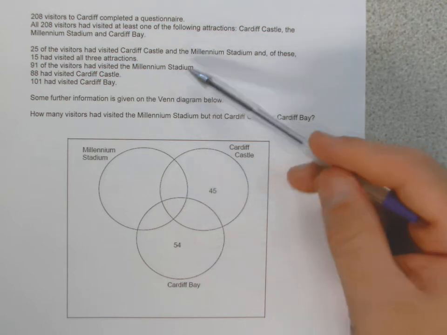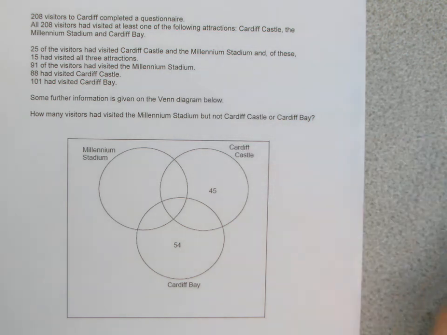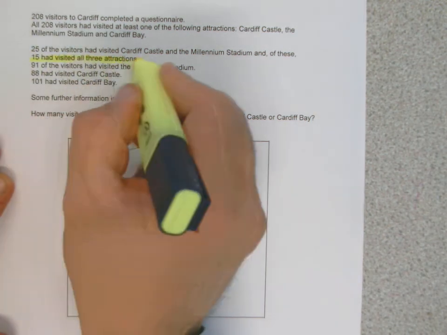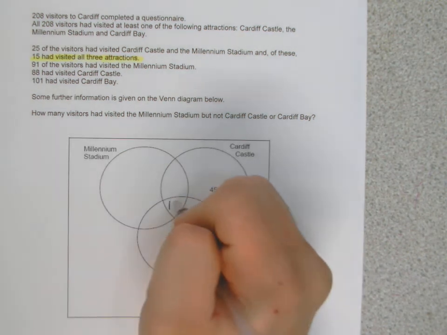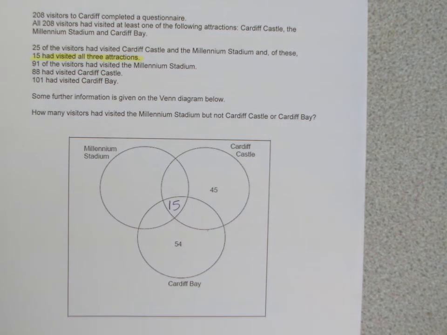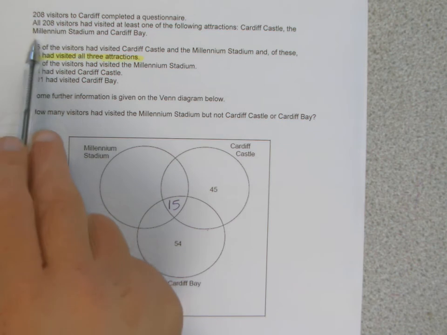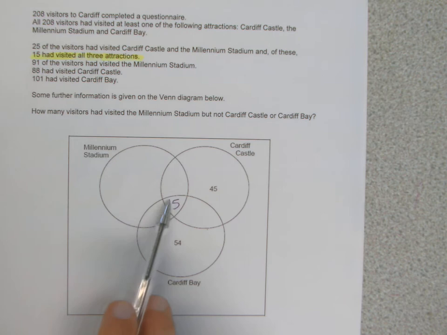Now, is there anywhere here where we can determine how many people visited all three attractions? If you look closely, it says here, doesn't it? It says here 15, it's good to highlight this, 15 had visited all three attractions. So in other words, we've got to write 15 here. 15 people actually attended Millennium, Cardiff Castle and Cardiff Bay. And it's quite clear there, isn't it? So that's the first thing we can use. We've got numbers above there, but the only way you can start this question is looking at this center number here. How many people visited all three?